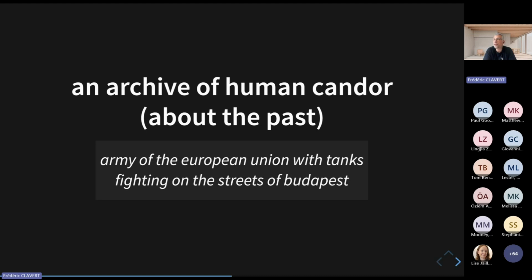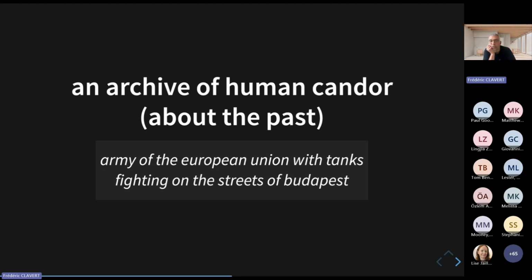And the difficulty here is that this reference to the past can be implicit. Here you have an example of a prompt. It's the first part of the prompt. It's not a complete prompt. The second part is about the style that the image should have. Army of the European Union with tanks fighting on the streets of Budapest.